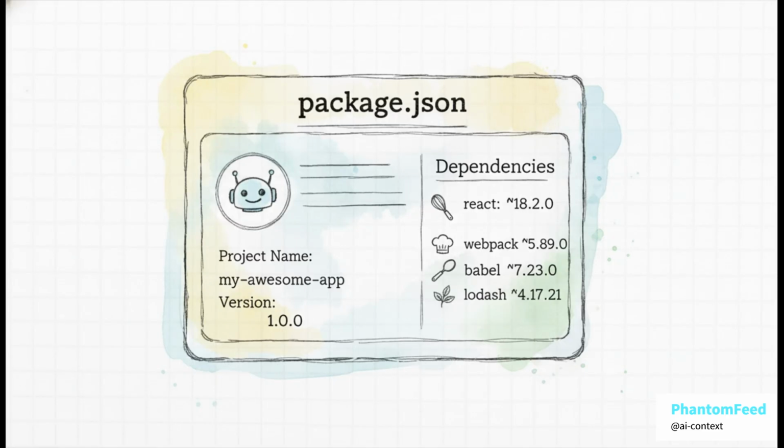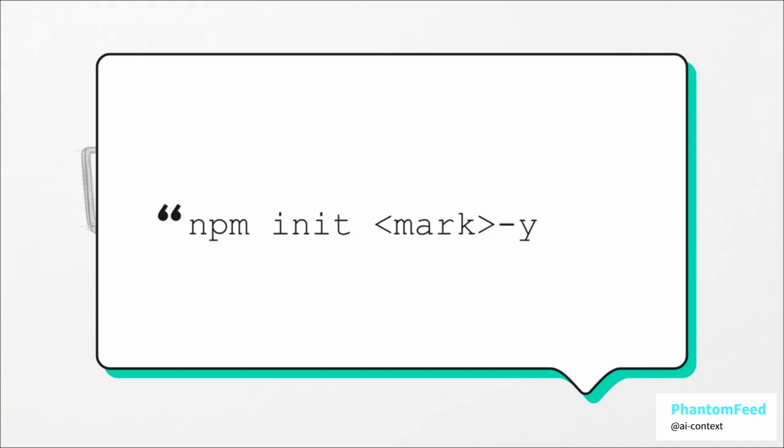Now, every project needs a way to keep track of itself. Its name, its version, and most importantly, all the tools it depends on. Think of it like a project ID card, or maybe a recipe book. To create this ID card, we're going to use our assistant, npm. The command is npm init. Now, this would normally ask you a bunch of questions, but we can just add the -y flag at the end. That tells it, yep, I'm good with all the defaults, and it creates the file for us instantly.